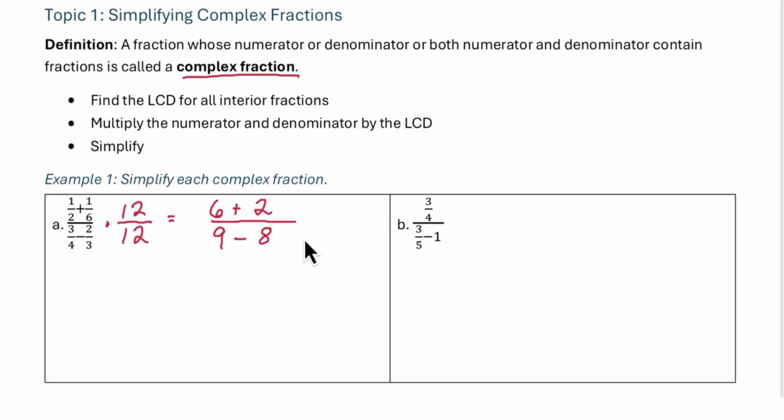Now we're looking at this division problem. Still have a fraction. Looking at the numerator, 6 plus 2 is 8. And in the denominator, we have 9 minus 8, which is 1. And finally, 8 divided by 1 is 8.